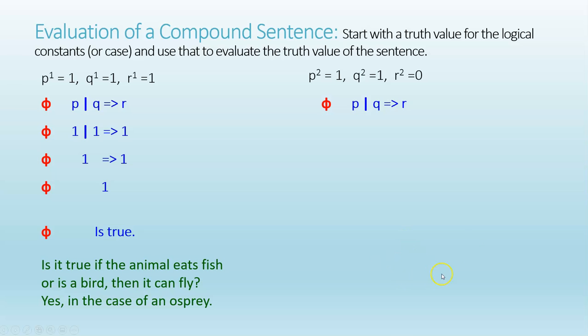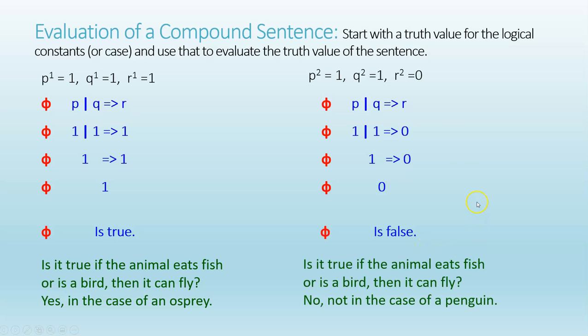Now we're going to evaluate the sentence again. The difference here, look over here. We had ones for all of the logic constants over here. Over here, the first two logic constants are 1, but the last one is 0. So again, we evaluate the disjunction first, and if one or both is true, then the disjunction is true. And now we evaluate the implication. Again, remember the rule. If the consequent is false while the antecedent is true simultaneously, then that sentence is false. So this is the case where the sentence is false.